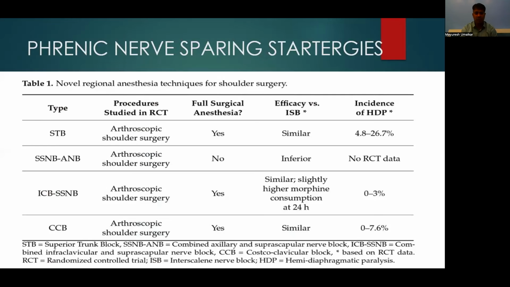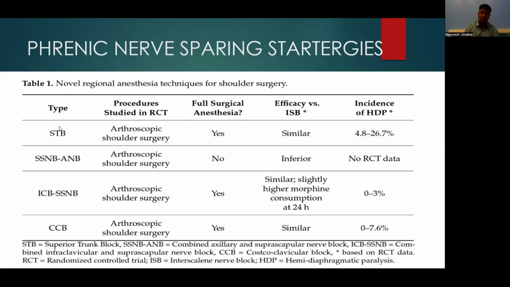Now, this is one of the very important slides I could get from one good article: Novel regional anesthesia techniques for shoulder surgery. If you consider superior trunk block, full surgical anesthesia is possible, yes. Efficacy versus interscalene block is comparable. Incidence of hemidiaphragmatic paralysis is 4.8 to 26.7%.